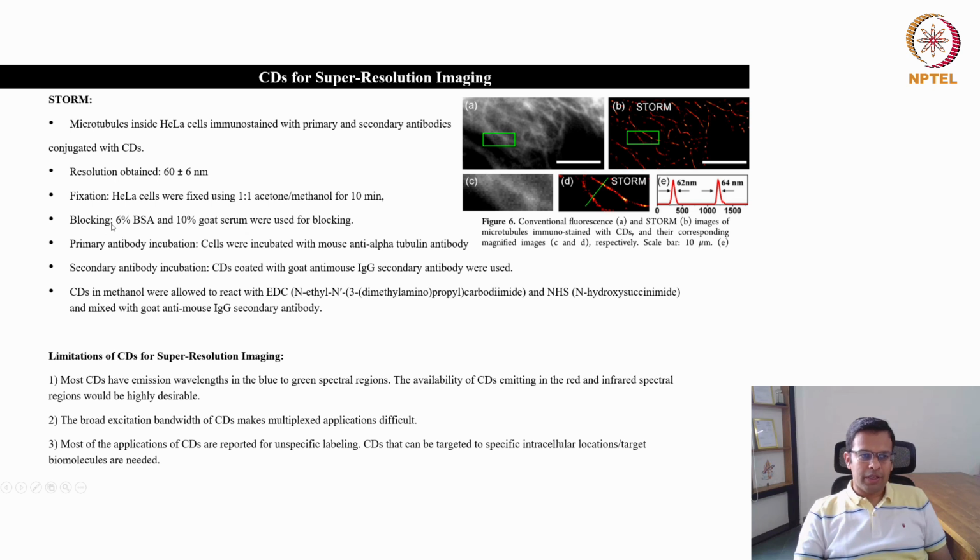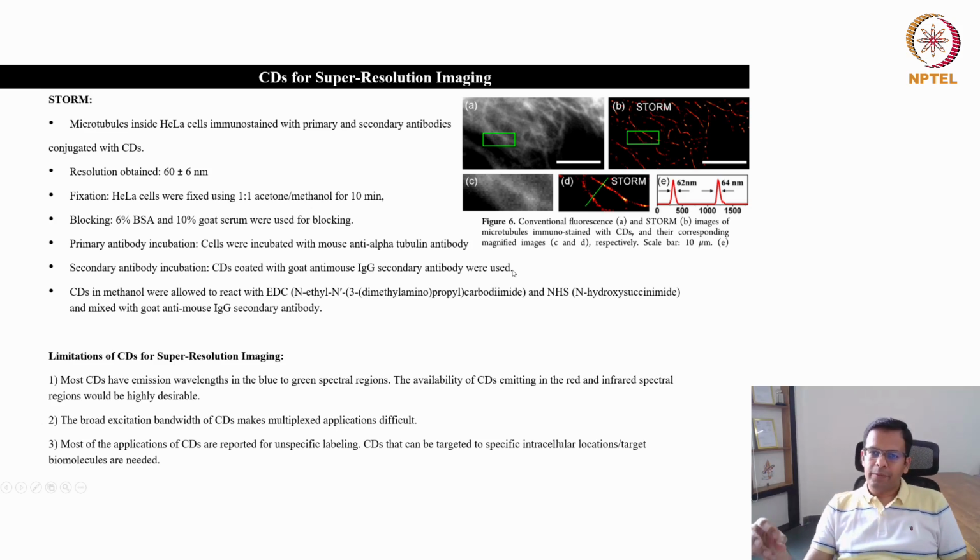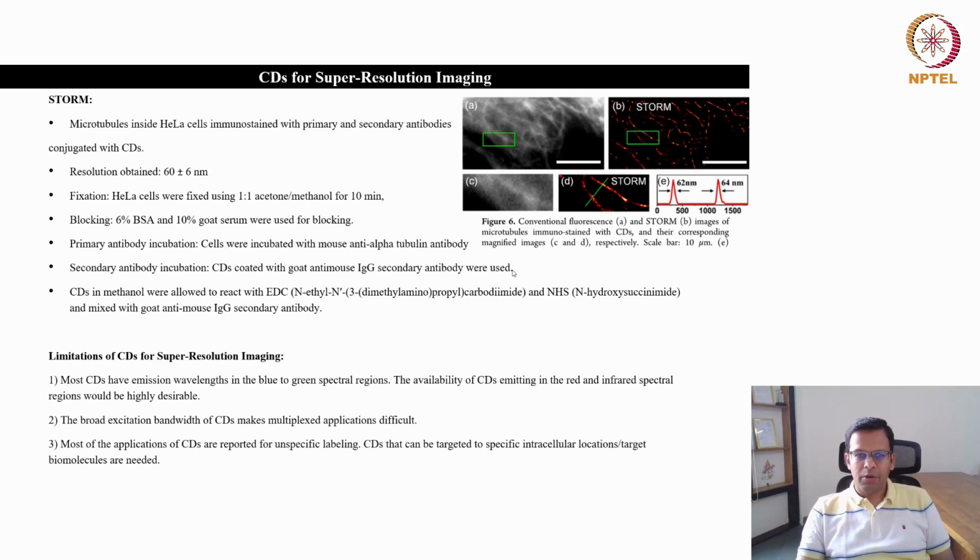For blocking, 6% BSA and 10% goat serum was used, and for the primary antibody, cells were incubated with mouse anti-alpha tubulin antibody, and the secondary antibody was CD coated with goat anti-mouse IgG secondary antibody. This is quite a common practice: you can coat any secondary antibody on your nanoparticles, quantum dots or carbon dots.